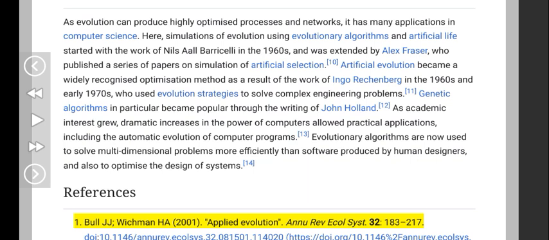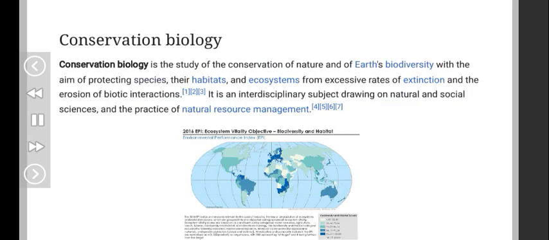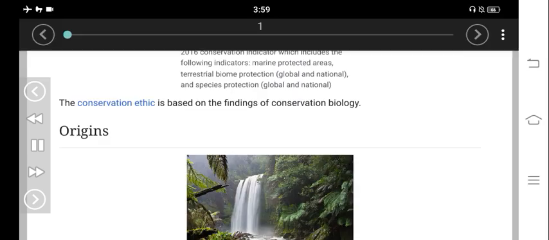2016 Conservation Indicator, which includes the following indicators: marine protected areas, terrestrial biome protection, global and national, and species protection, global and national. The conservation ethic is based on the findings of conservation biology. Origins. Efforts are made to preserve the natural characteristics of Hopetown Falls, Australia, without affecting visitors' access.